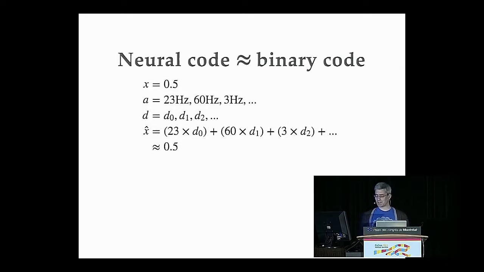The neural code, analogously, if we're trying to encode a number like 0.5, this might represent medium pressure on your finger. The neurons that are sensitive to that quantity are going to spike at a certain rate. So say we have a neuron that's spiking at 23 hertz, 60 hertz, 3 hertz. Nengo will figure out a set of decoding weights, D, associated with these neurons such that we can do the same weighted sum to get back an estimate of that originally encoded value. So 23 times our first decoder, 60 times our second decoder, et cetera. You add all these things up, and you get a number that's close to 0.5. It's not exact, but in most cases, it's sufficient.